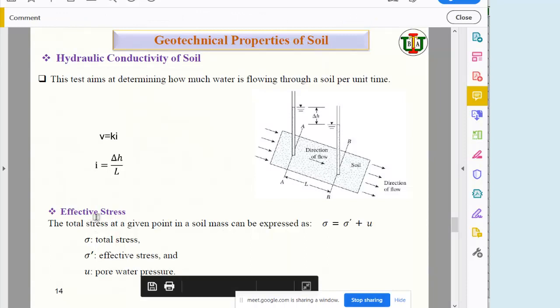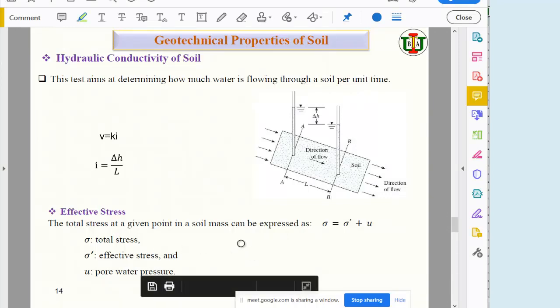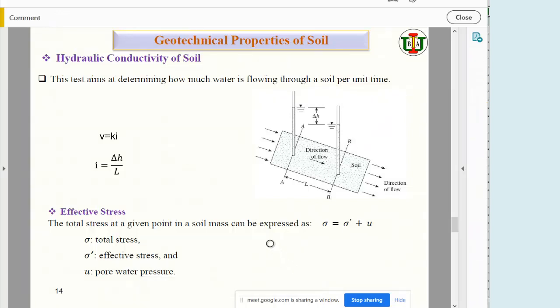And in the case of effective stress, I think stress is clear to you. If it is not, then I will explain again now. What is stress? Force over area. So how much load can be taken based on the soil particle size? That is what we call the stress.